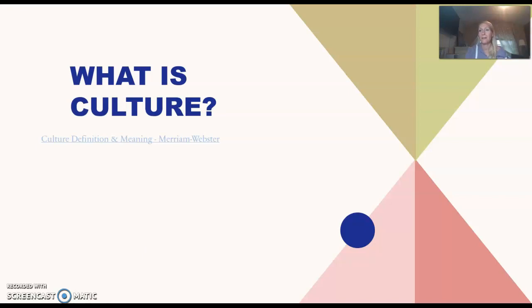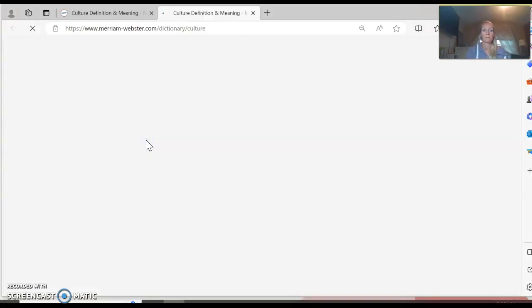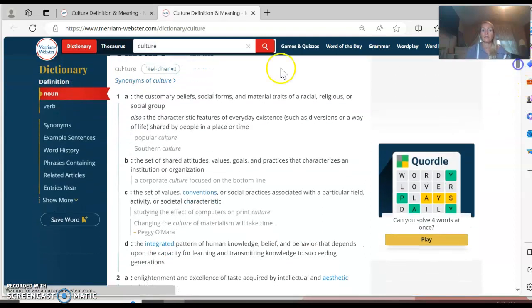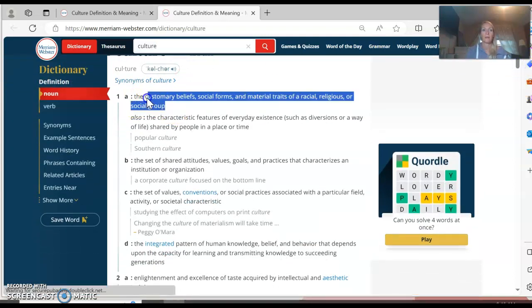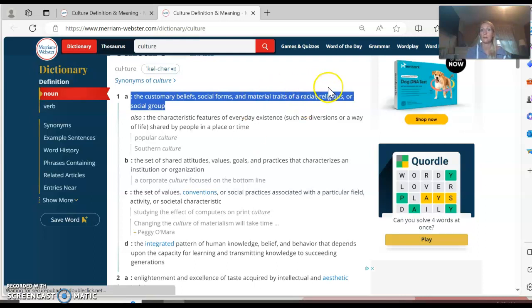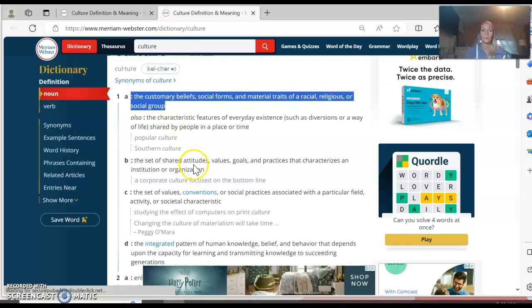So first of all, we need to start out by just clarifying what culture is. I know sometimes this is assumed, but oftentimes it becomes interchangeable with just race or ethnicity, and it is much more than that. So if you look up the definition of culture, what we're looking at is, first of all, the general definition: the customary beliefs, social forms, and material traits of a racial, religious, or social group. So it can involve race, but it can also involve religion or any other social group.